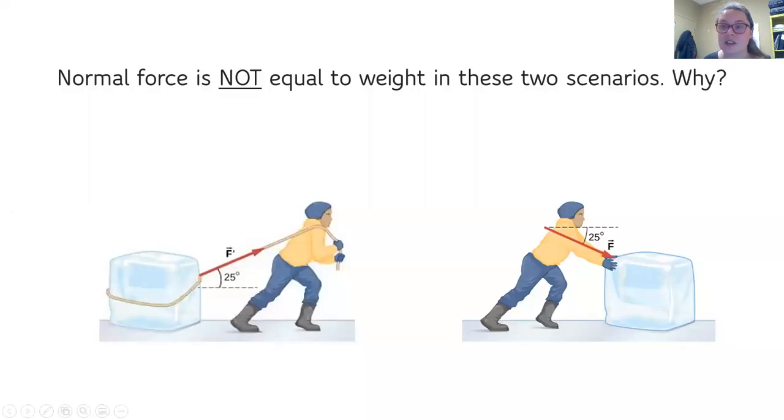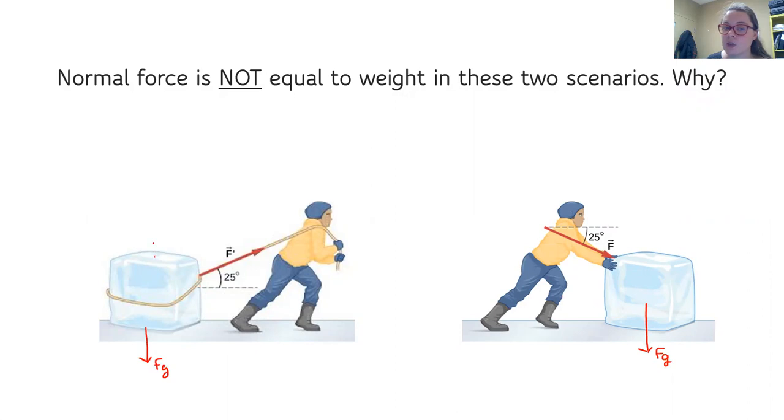All right, so just as a quick recap, normal force is not equal to the weight in these two scenarios. Why? Well, weight is the force of gravity. So weight is pulling downwards. So this is our Fg, or our weight.